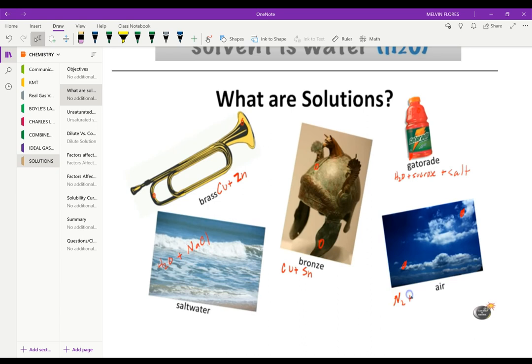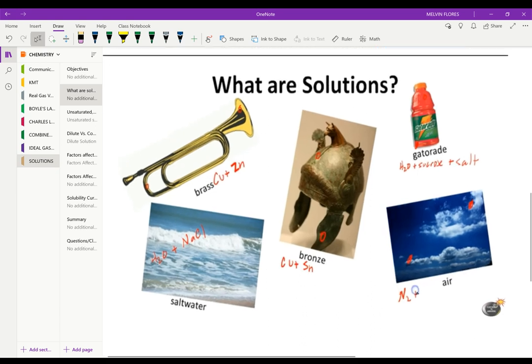For example, in this brass brush, they are actually made up of two or more elements combined to form a homogeneous mixture. As you can see, there's only one phase that you see in this example. Brass is a combination of copper and zinc, and we also have bronze, which is a combination of copper and tin, or Sn. And we also have Gatorade. This is a liquid solution where we combine water, sucrose, and a little bit of salt.